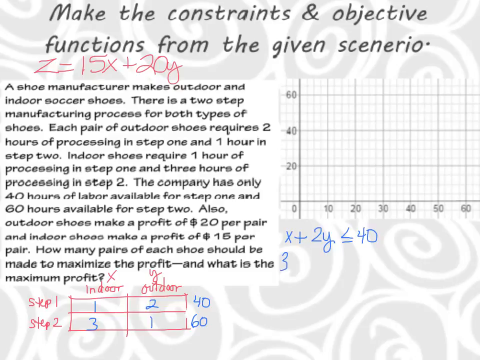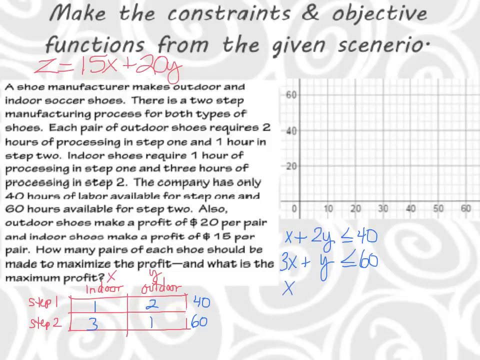All right, ideally you put 3x plus 1y is less than or equal to 60. That's just 2 constraints there. And the other thing that you have to do, and sometimes they give this to you and sometimes they don't, they need you to realize that you can't have a negative number pair of shoes.